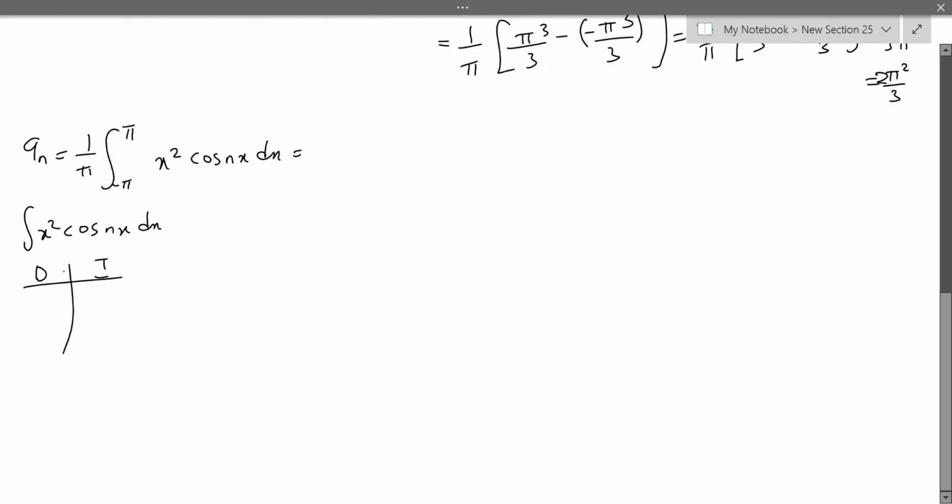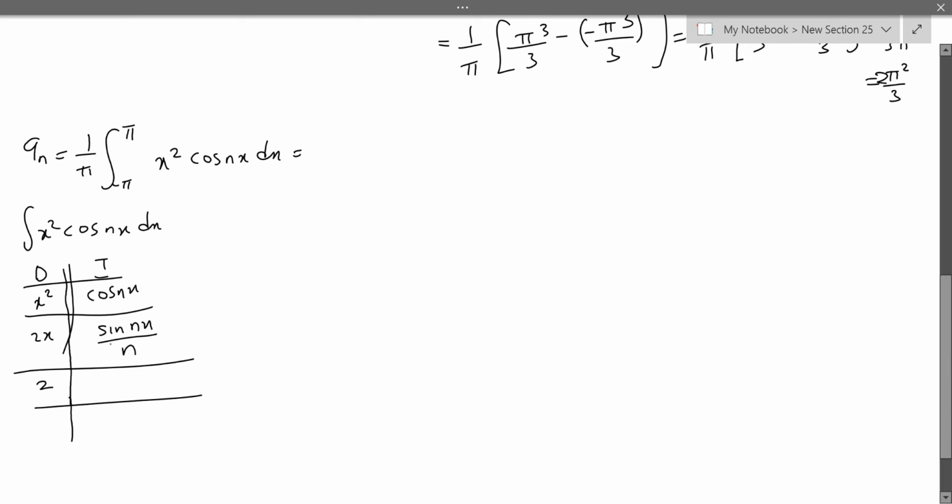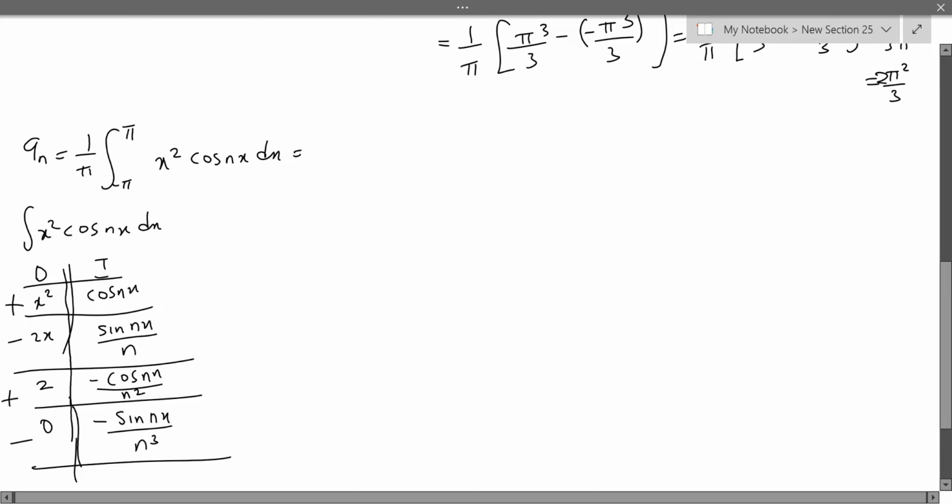Pretty simple. All you need to do is the x squared is the one you differentiate, while this other one is the one you integrate. If you differentiate this, you get 2x. Integrate cos, you get sine nx over n. Differentiate this, you get 2. Integrate this, you get minus cos nx over n squared. The last time you get 0. Here you get minus sine nx over n cubed. This is plus, minus, so you cross multiply.